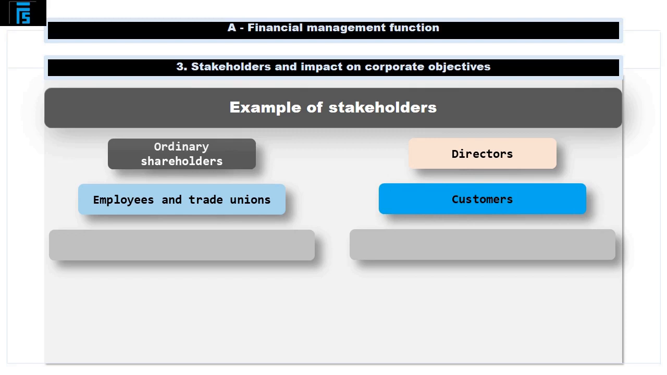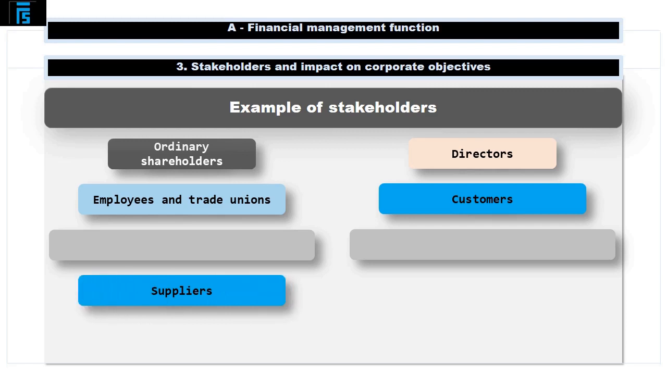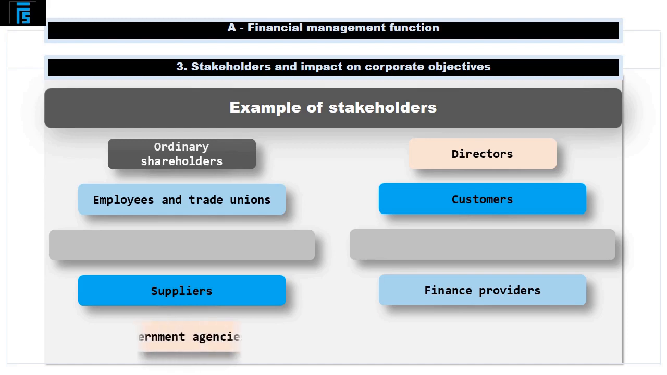Customers. They want a quality product or service that gives value for money. Suppliers' short-term objectives are to supply the organization and get paid on time. Their long-term objectives would be to build long-term relationships and get repeat custom. Finance providers. Their objective is to get the loan they made repaid in full with interest. They are interested in the organization's ability to generate cash for this repayment in the short and long term.